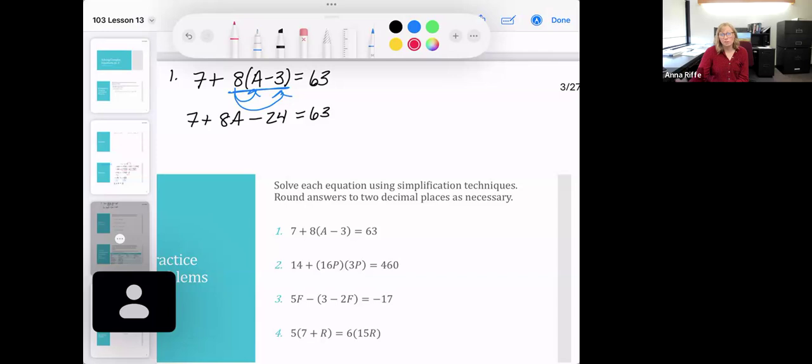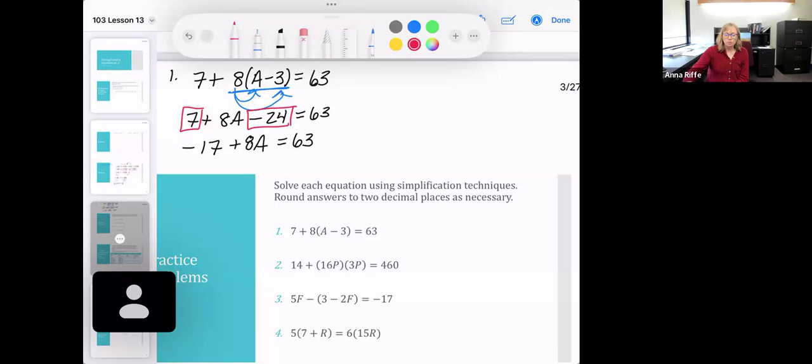Once I do that multiplication, I can drop the parentheses. I'm now going to see if there's any simplification that I can do left or right. It appears that I have constant terms on the left, and I want to include the sign before those terms. So I can take 7 minus 24, and I get negative 17, and I add those together. Plus 8a is equal to 63. Great. This is now a simple equation.